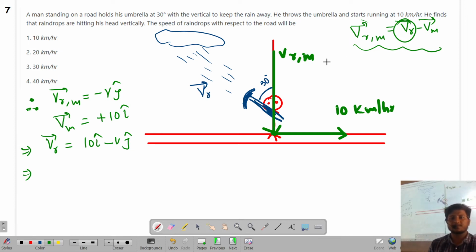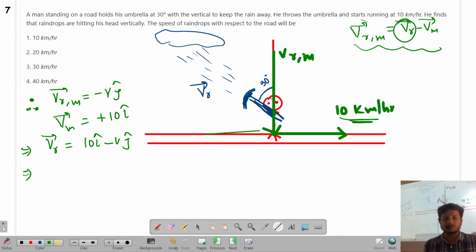Moving to the next point. What is the speed of raindrops with respect to the road? We have to calculate. So velocity of rain is given as 10 i cap minus v j cap. Got it or not? Now can you form the velocity of rain equation? Look over here. Be silent. What is given? 10 km per hour for the man is given or not? So can I take the components?